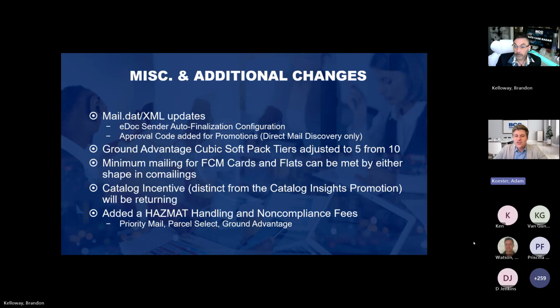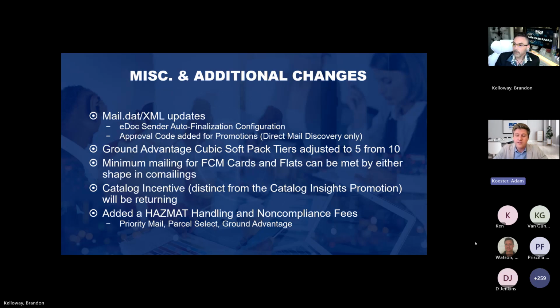Also changing are the Ground Advantage Cubic soft pack tiers. Right now, those sit at 10 tiers for soft pack and 10 tiers for the rectangular pieces. Those are being dropped only for soft pack, not for rectangular for Ground Advantage, down to 5 from that 10. That will line those soft packs up with their equivalents in priority mail, at first class mail, cards and flats. Excuse me, that's not supposed to be cards and flats. That's supposed to be cards and letters.